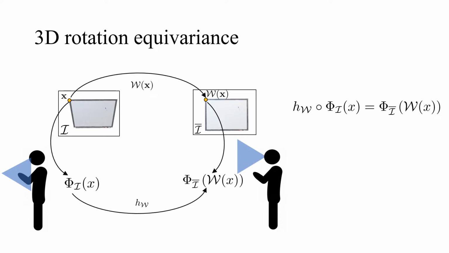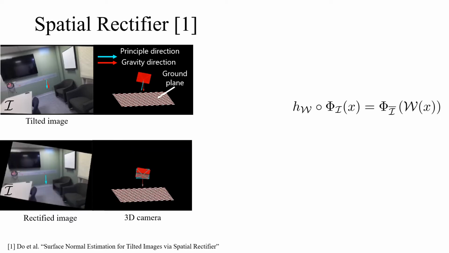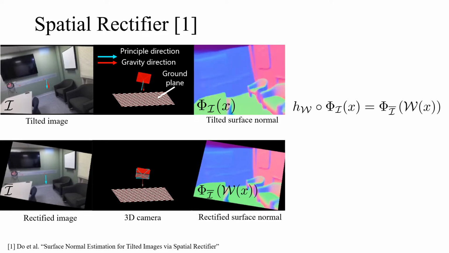In practice, the geometry predictor can be parameterized as a convolutional neural network. However, trained CNNs cannot guarantee 3D rotation equivariance. A spatial rectifier was introduced to preserve 3D rotation equivariance for CNN-based geometry predictors. Specifically, given a tilted image I, the spatial rectifier transforms I into a rectified image that is gravity aligned, such that the CNN trained on upright images can predict well the rectified geometry. From there, one can reliably obtain the geometry of the tilted image by applying the inverse mapping.